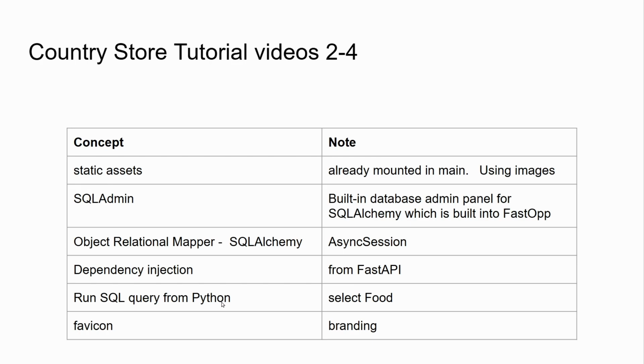You learned how to run SQL queries from the Python code. In particular, you selected all the food objects with the select keyword. And once you had the food objects, you were able to send them over to the HTML page. We also covered additional customizations, such as the fab icon, so you can have the complete branding that is specific to your application.